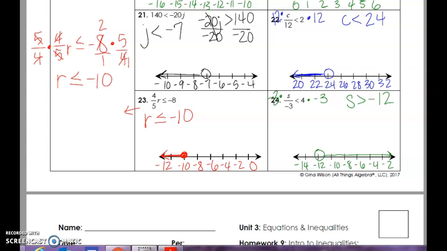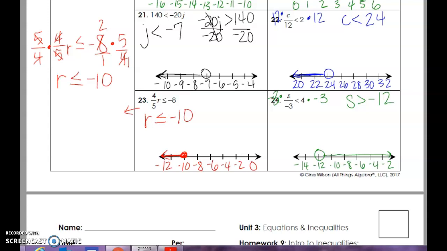Number 24, we're multiplying times -3. Remember, when you multiply or divide by a negative number, you reverse your sign or flip it around. So now s is greater than -12, so that's an open circle shaded to the right.